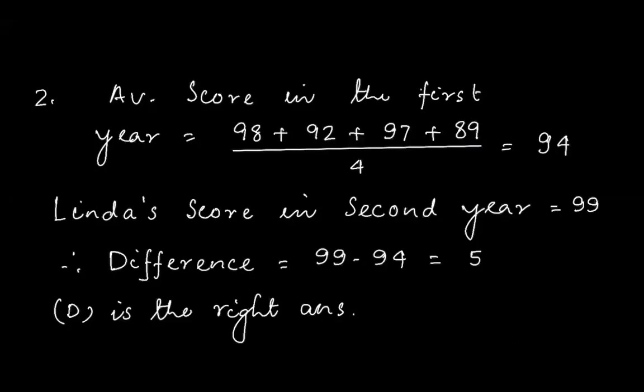have a look at the solution. You have the average score for the first year. The formula for average is just add all the numbers and divide by the total number of numbers. So you have 98 plus 92 plus 97 plus 89 divided by 4. That gives you 94. Then in the second year, in project 5, Linda scored 99. So the difference between her project 5 score in the second year minus the average score in the first year gives you 5. So D is the right answer.